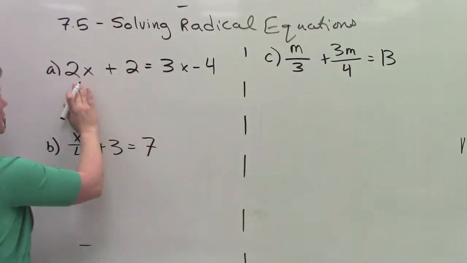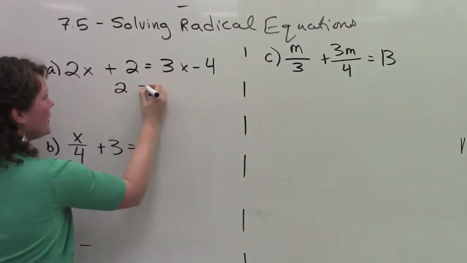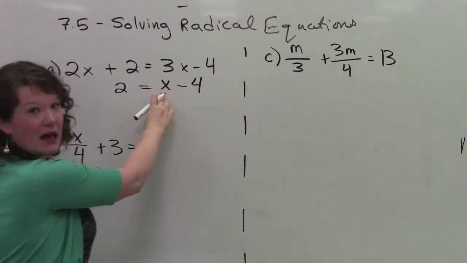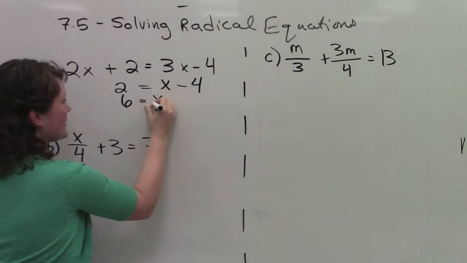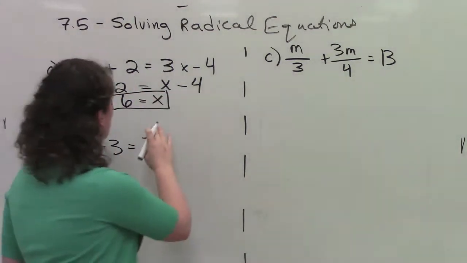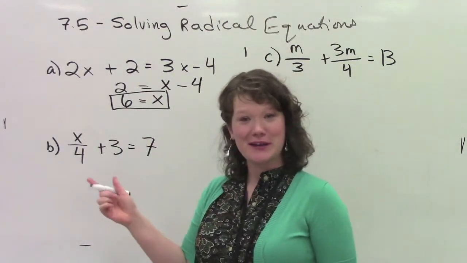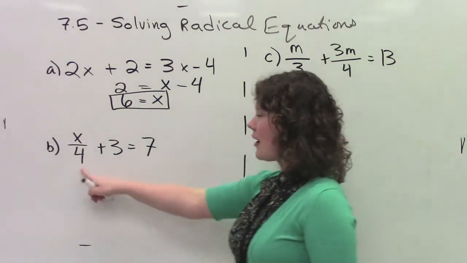I want to subtract 2x from both sides. So I have 2 equaling x minus 4. I want to isolate that x, so I'm adding 4 to both sides. 6 equals x, and we're done. People don't really like it in this form. They want to say x equals 6. That's totally fine. Did you like my little spin that I did? I know I did. Now this one has a fraction in it.